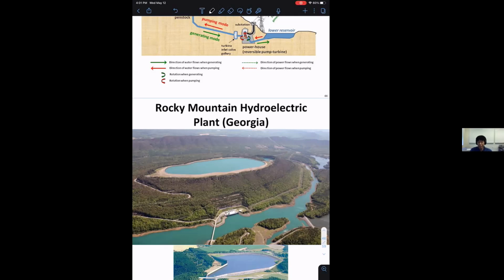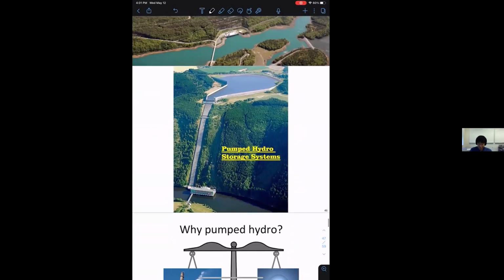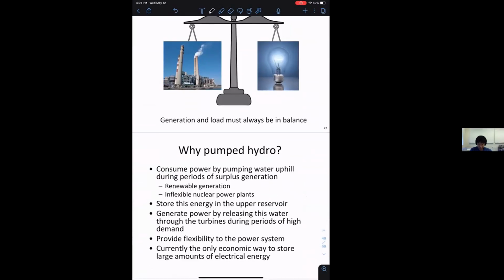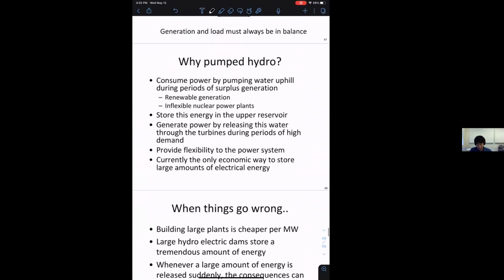Right, so this is really storing energy as potential energy. Pump hydro gives us flexibility. This is the only way we have to economically store a large amount of power. Turns out we don't really have other ways to do this right now.